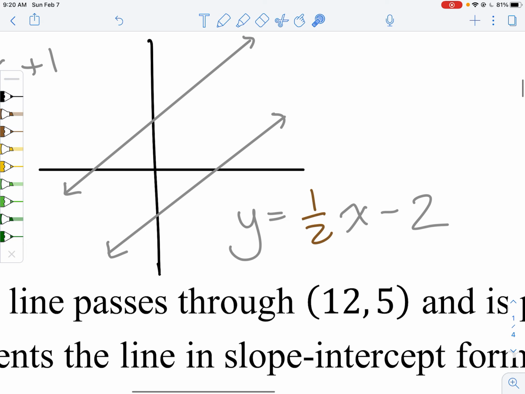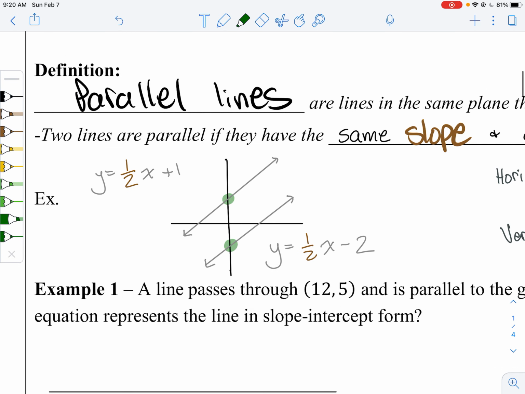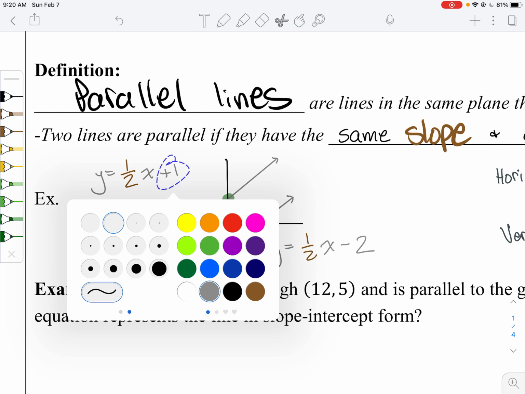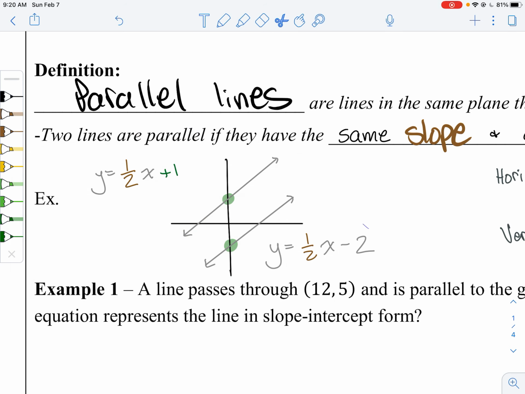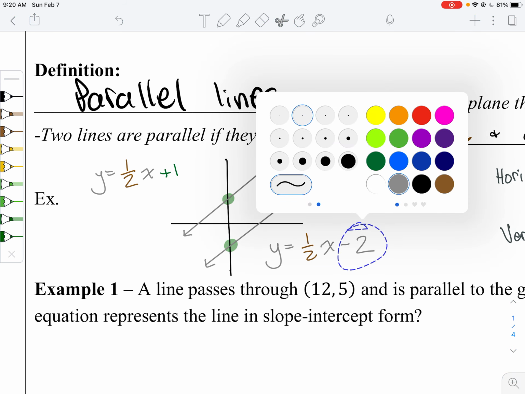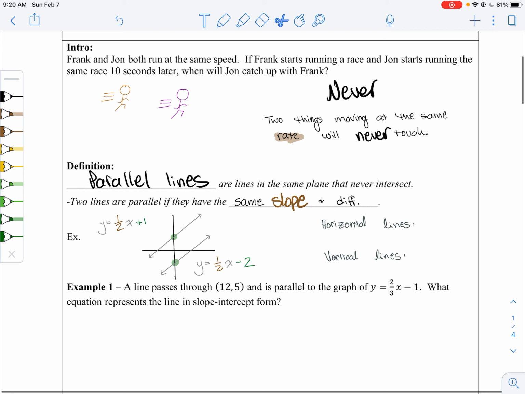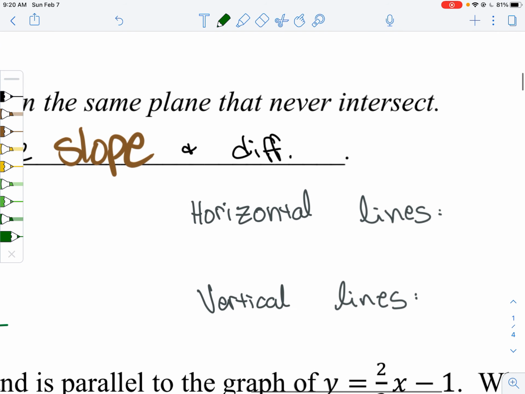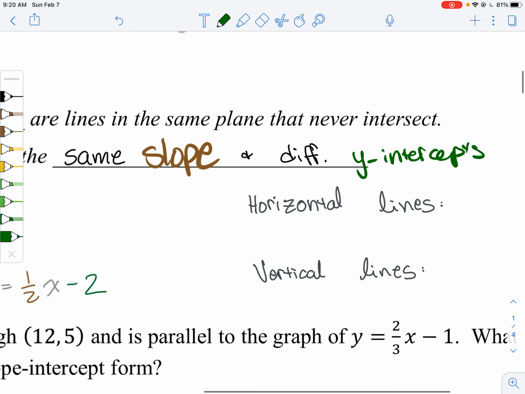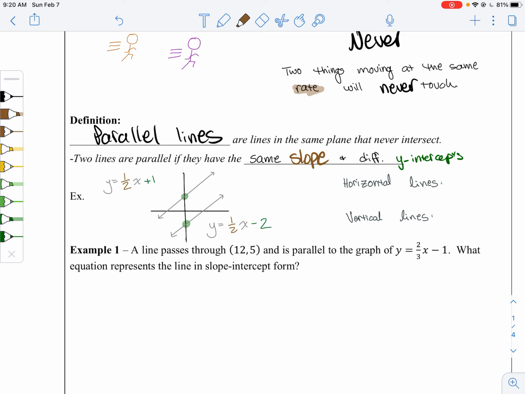But you'll notice they have different y-intercepts. This is because they are unique lines. If they had the same y-intercept, they would be the same line, so then they wouldn't be parallel because they're the same line. So it's worth noting that while they have the same slope, they have different y-intercepts as well. The key idea here: parallel means same slope. Know it, love it, remember it.